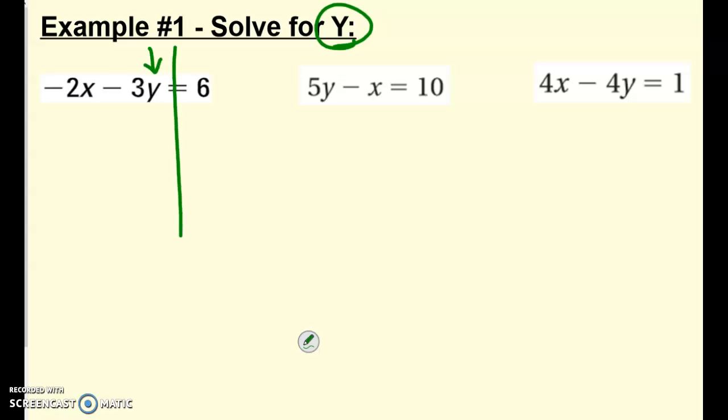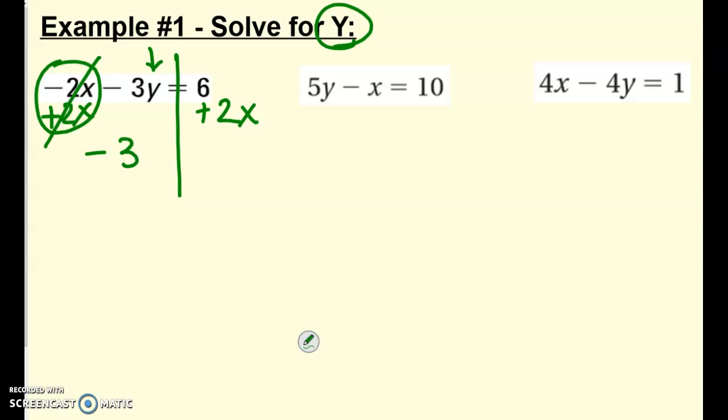I need to move everything that's next to the y away so that the y is alone. First thing, do the opposite or the inverse of minus 2x, so plus 2x. Whatever I do to one side, do to the other side. Rewrite everything, cross out what cancels and bring everything down that you still have. And over here I would have 6 plus 2x.